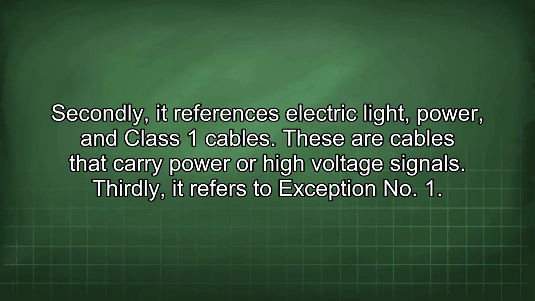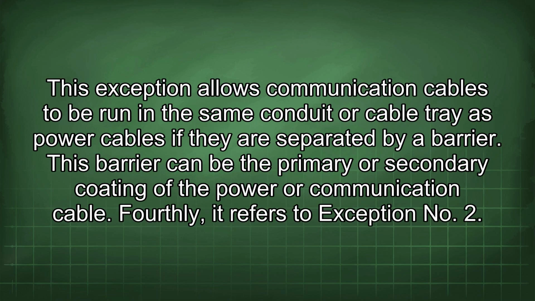Thirdly, it refers to exception No. 1. This exception allows communication cables to be run in the same conduit or cable tray as power cables if they are separated by a barrier. This barrier can be the primary or secondary coating of the power or communication cable.